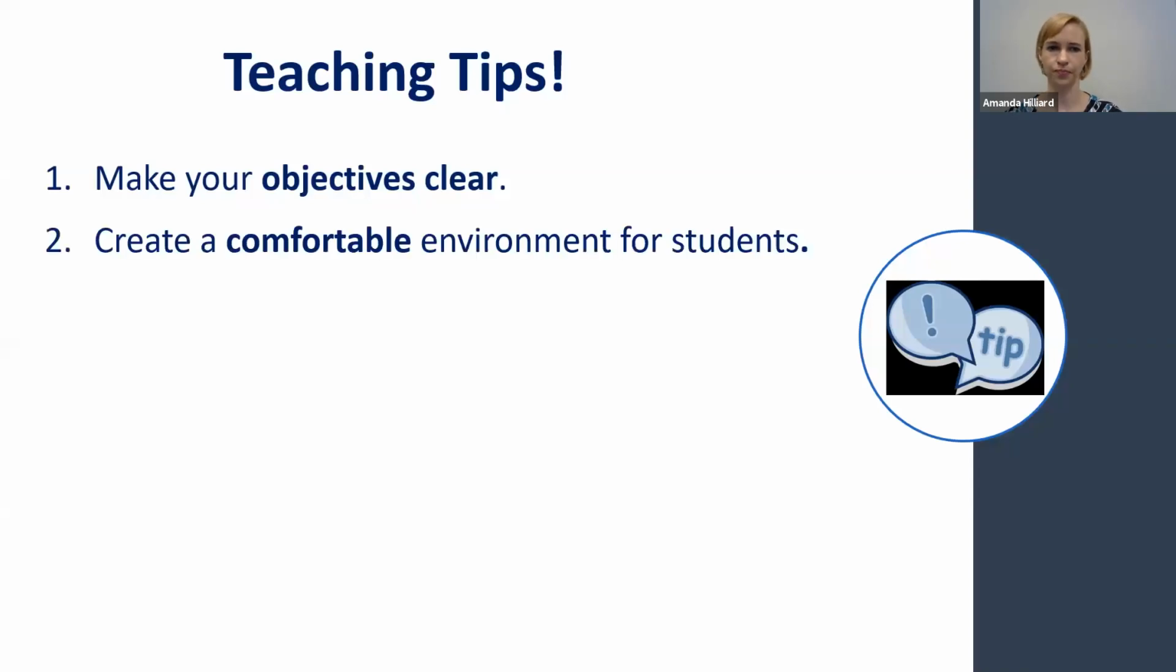Second one, create a comfortable environment for the students. They're likely to be making some mistakes when they're doing the activity, and you might want to review some of those mistakes later in the reflection stage. So make sure that the students are friendly and supportive of each other. You need an environment where they're ready to participate and make mistakes.